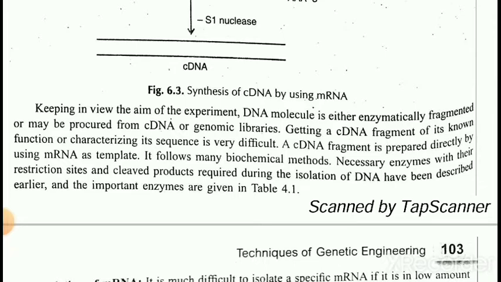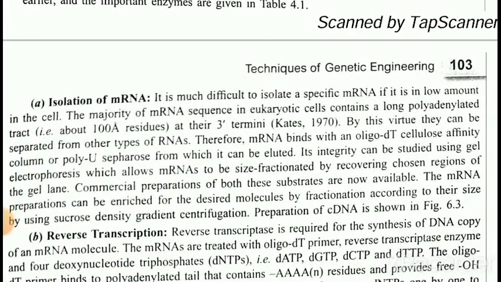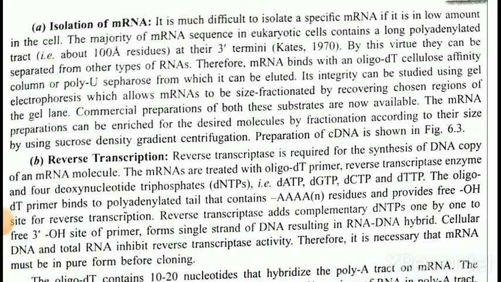Keeping in view the aim of the experiment, the DNA molecule is either enzymatically fragmented or may be procured from cDNA or genomic libraries. Getting a cDNA fragment of known function or characterizing its sequence is very difficult. A cDNA fragment is prepared directly by using mRNA as template. It follows many biochemical methods. Necessary enzymes with their restriction sites and cleaved products required during the isolation of DNA have been described earlier, and the important enzymes are given in Table 4.1.